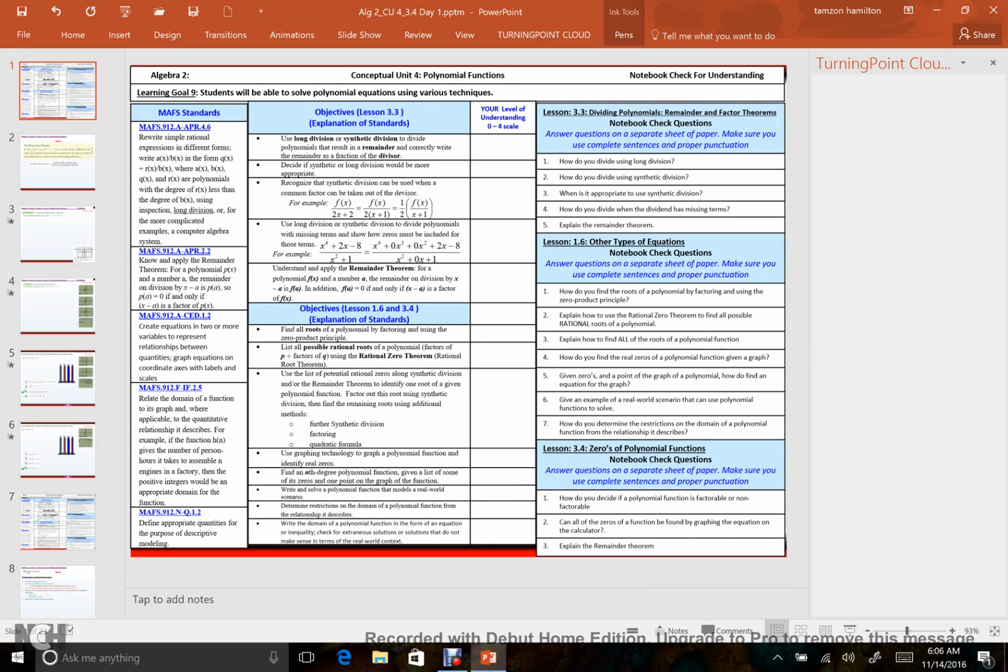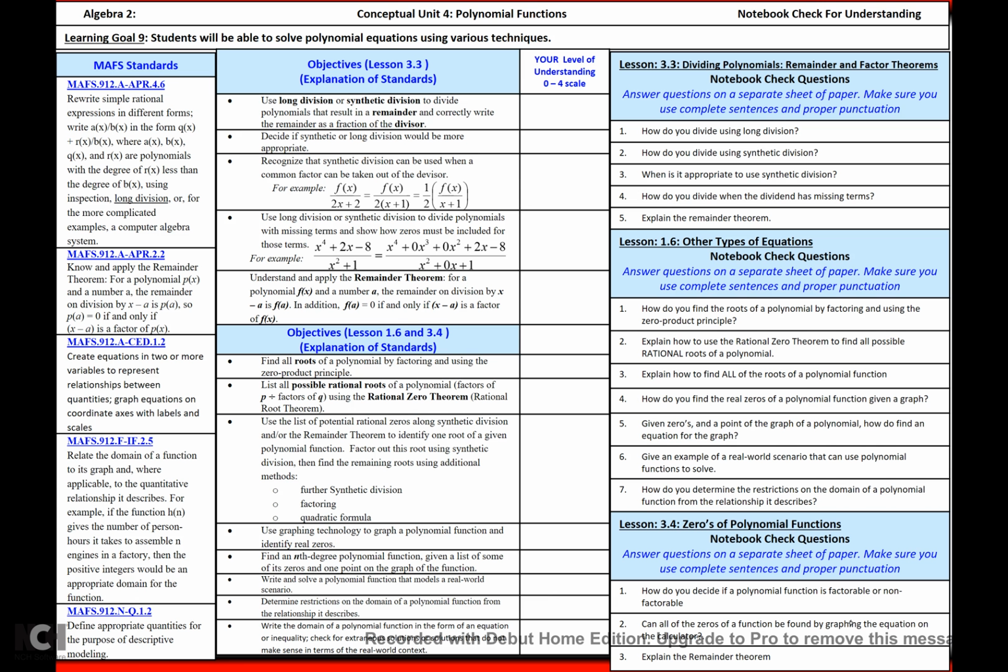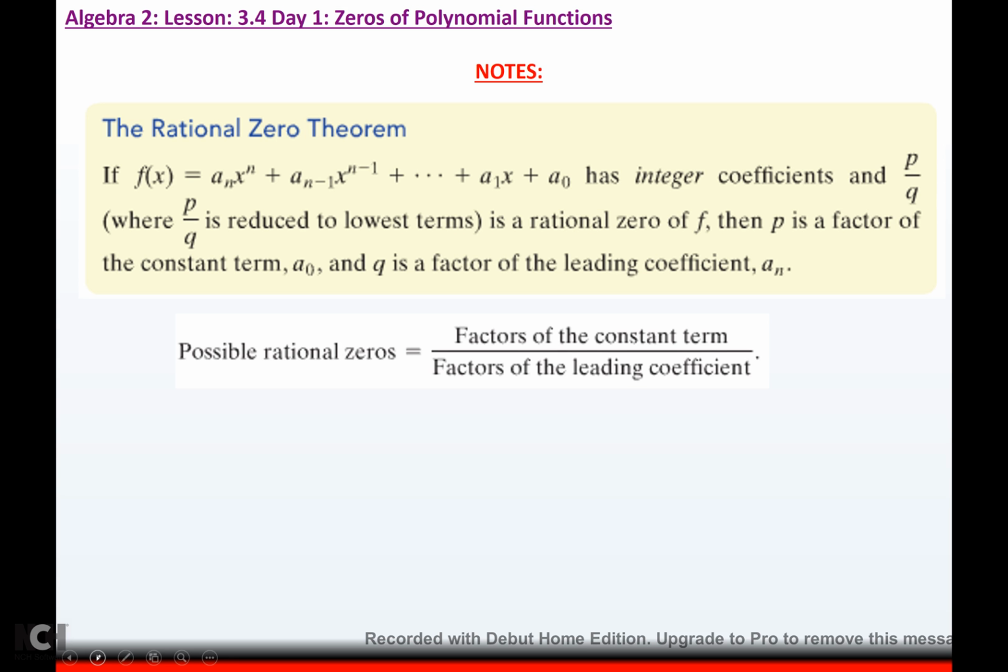Alright, we are going to continue talking about zeros of polynomial functions. And here we go. Alright, the rational zero theorem. What the rational zero theorem says is if you have a polynomial, and what you're interested in is this leading coefficient and this constant at the end.